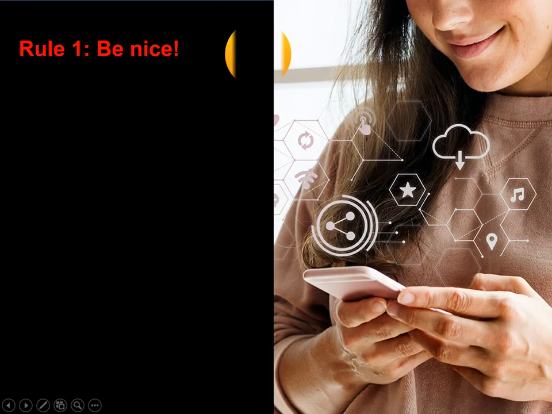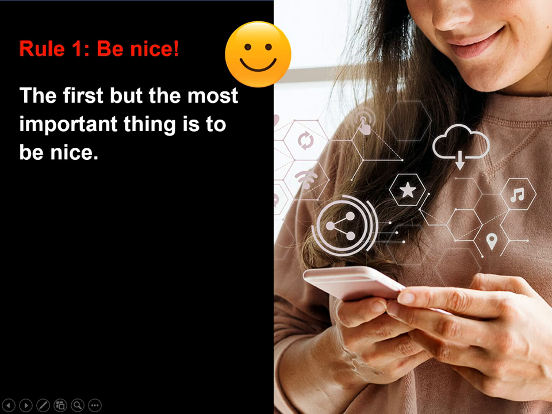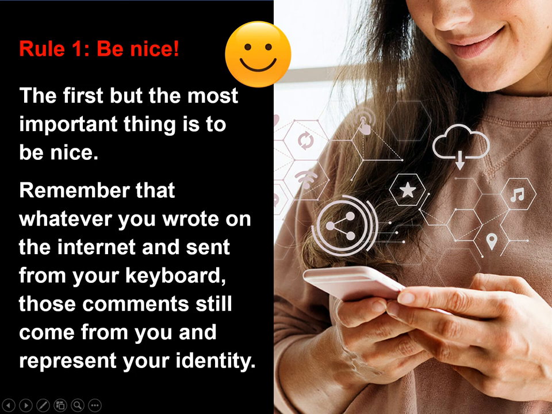Rule 1. Be nice. The first but the most important thing is to be nice. Remember that whatever you wrote on the internet and sent from your keyboard, those comments still come from you and represent your identity.